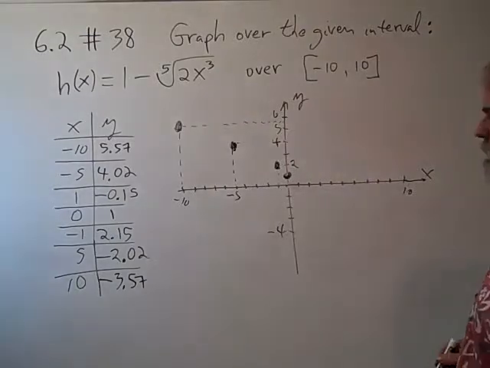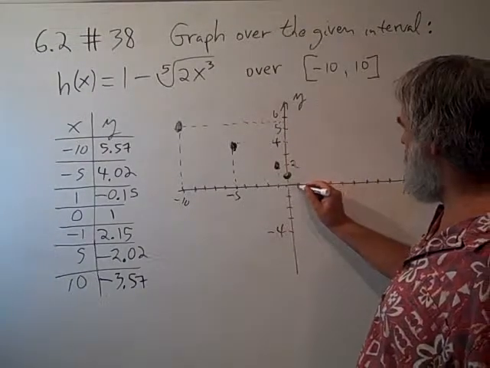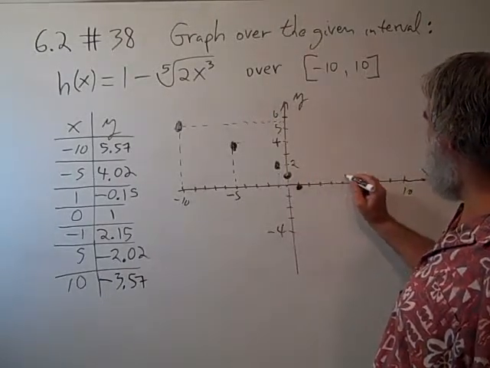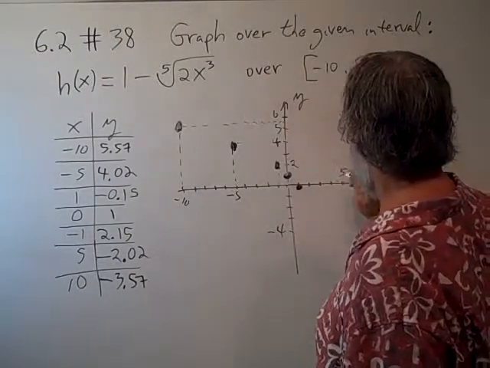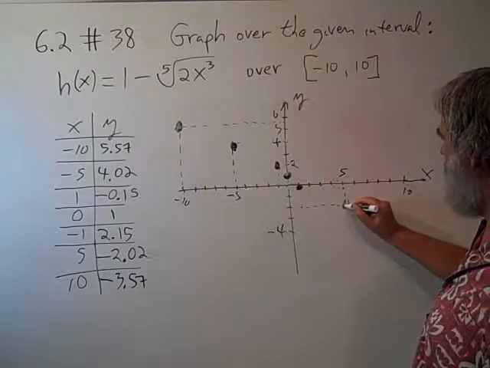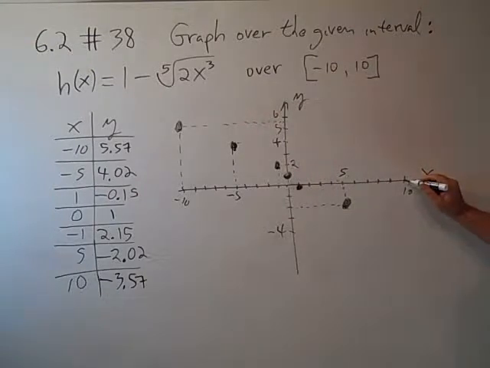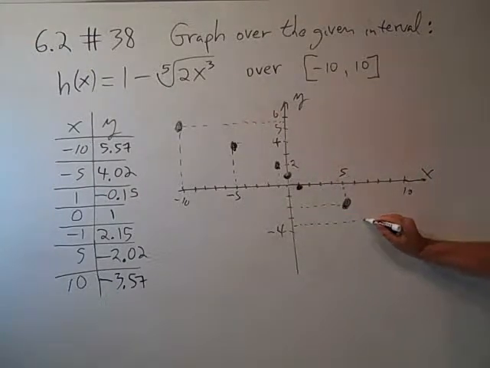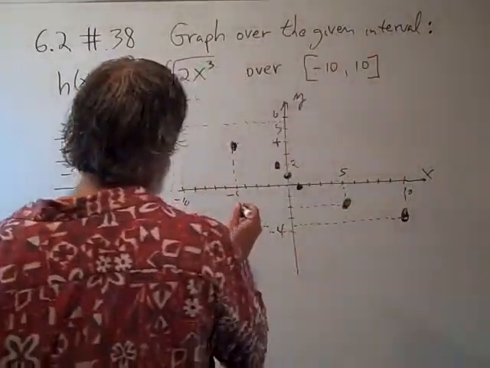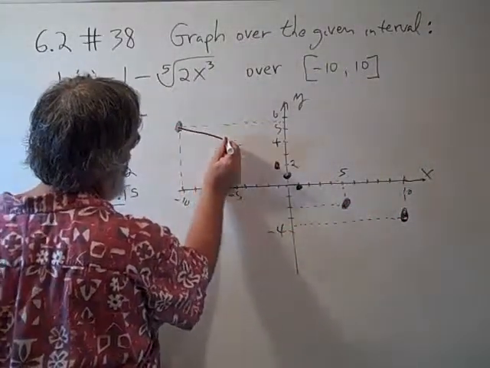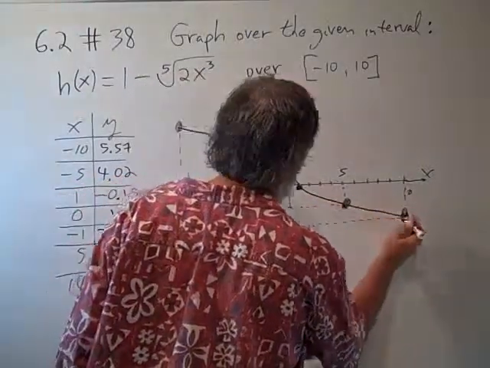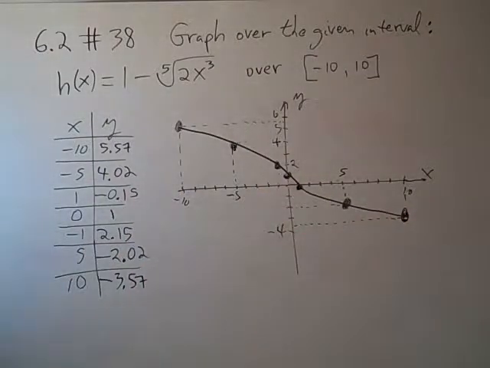At 0, we have 1. At 1, we go down to negative 0.15. That's just a little tiny bit below the x-axis here. At 5, this goes to negative 2.2, so that's negative 1, negative 2, right around here. Finally, the last point, this goes down to 3.57, which is kind of between 3 and 4. So there are the points. So let's graph this thing. So the graph looks like it's coming like this. And then it starts slowly turning back this way. So there's the graph of this function over the interval from negative 10 to 10.